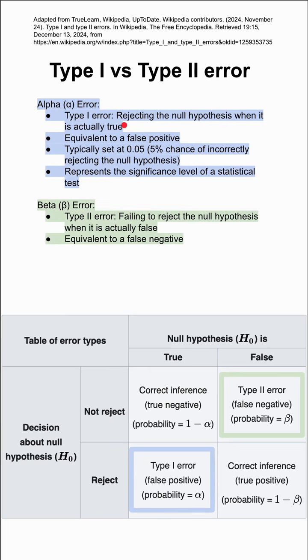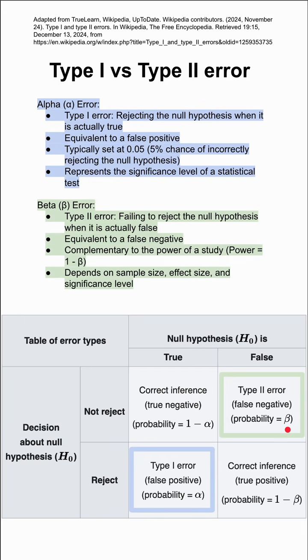Your beta error is a type 2 error. This is failing to reject the null hypothesis when it's actually false. This is equivalent to a false negative. This is represented by beta here. It's complementary to the power of the study.